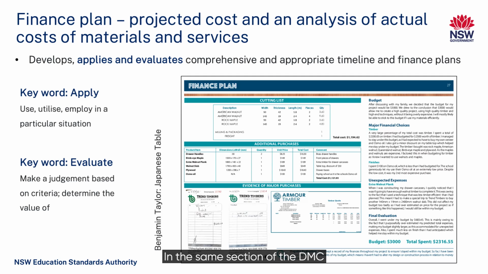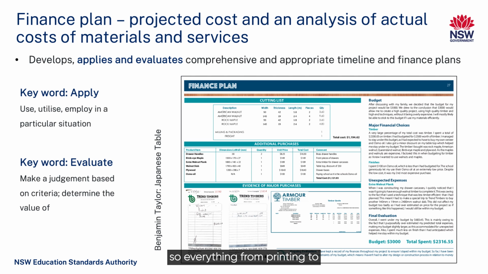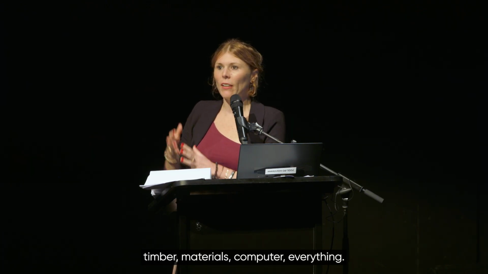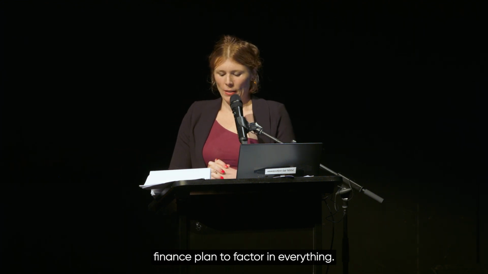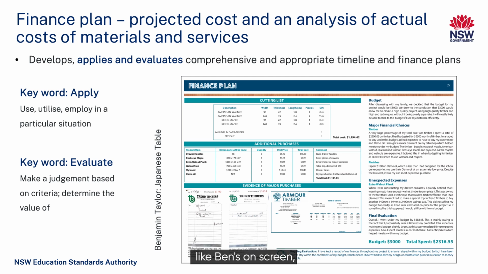In the same section of the DMC, you've got the finance plan. And the finance plan is the cost of the project. So everything from printing to software, rental equipment, the bus to go film, timber, materials, computer, everything. Really think about expanding that finance plan to factor in everything. So it can be split into headings like timber and other, like Ben's on screen.